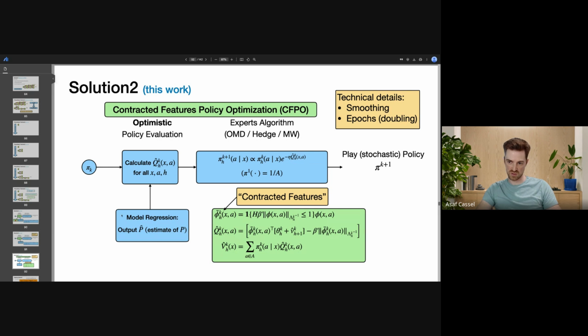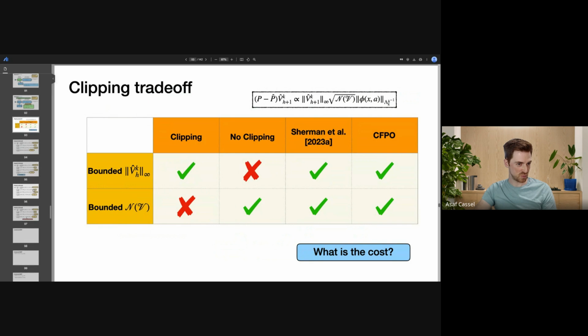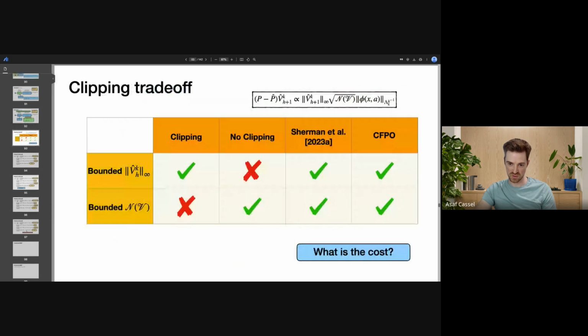Okay, and this is basically the full algorithm up to, again, the smoothing and the epochs. Pretty simple, without any hidden subroutines or reward-free warm-ups or anything else. I think I skipped a few slides. Give me a second. No, sorry, I'm okay.